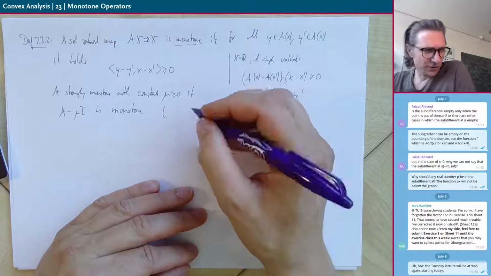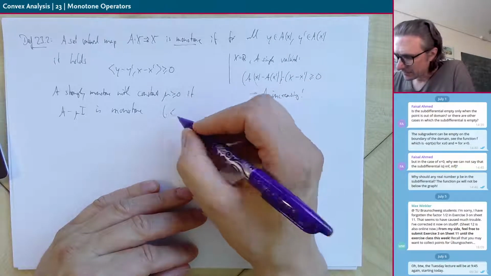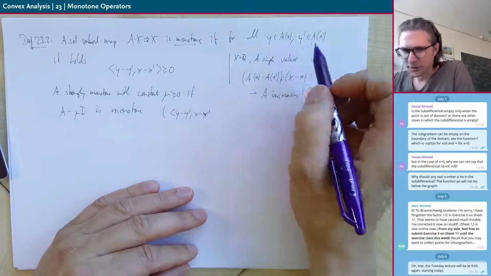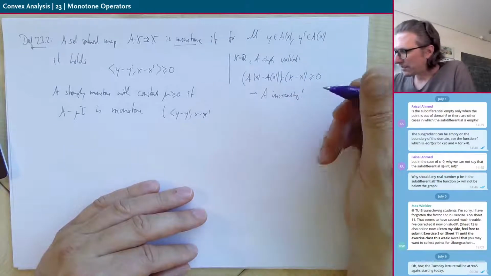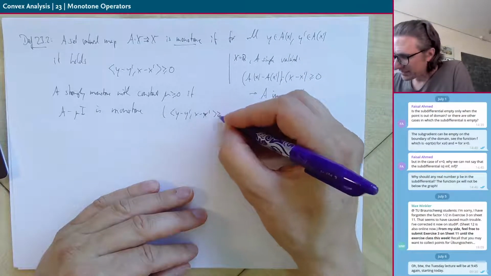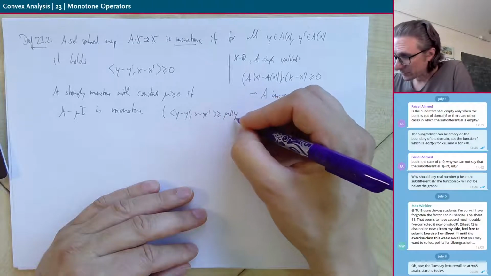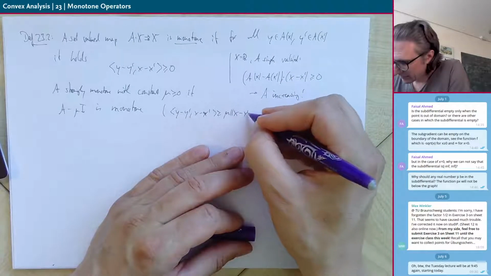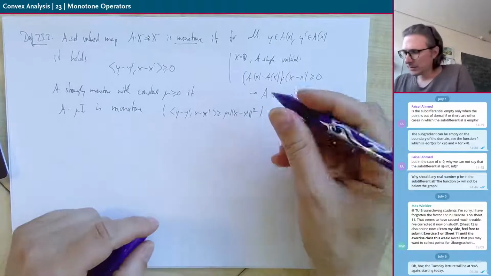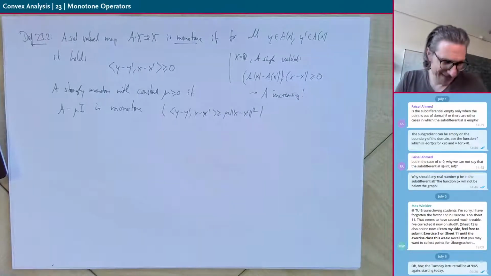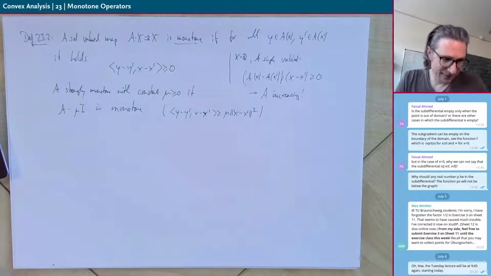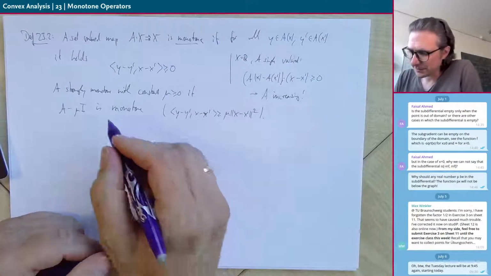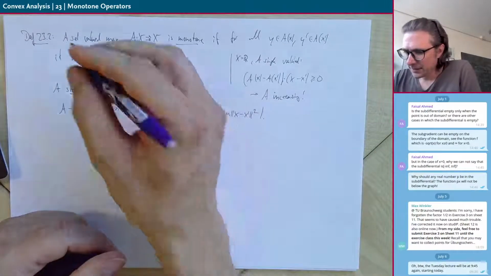And similarly, you could also claim that what you need is that in this case where y is in A of x, y prime is in A of x prime, that this should be larger than mu times the norm difference of the x's, not the y's: x minus x prime squared. So that's one. Okay, this is strongly monotone.